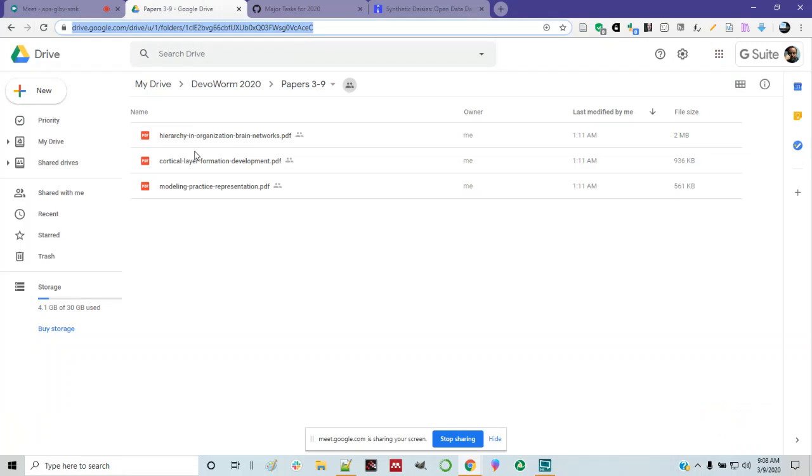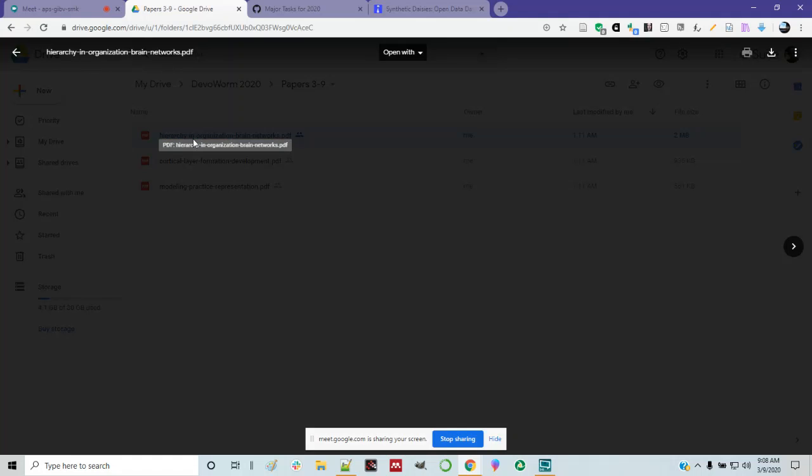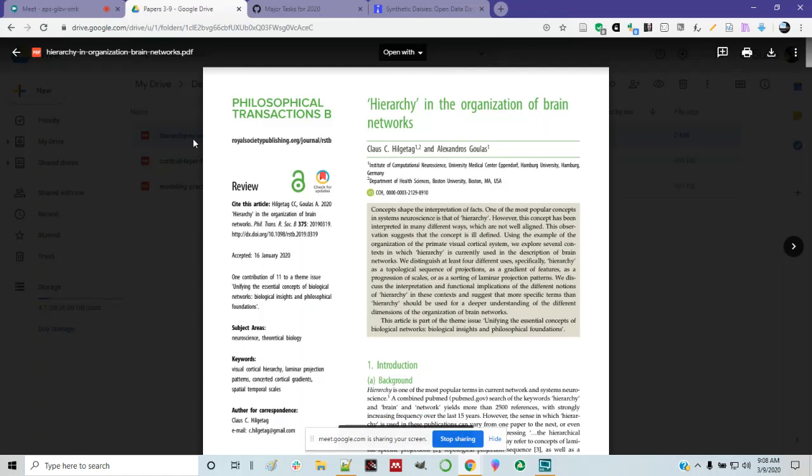These are the three papers that I found. I'll start with the first one. Two of them have to do with neuroscience, and the other one is about modeling. And I thought Jesse would enjoy the third one especially. This one is Philosophical Transactions B, Hierarchy in the Organization of Brain Networks, by Claus Hilgetag and Alexandros Goulas.